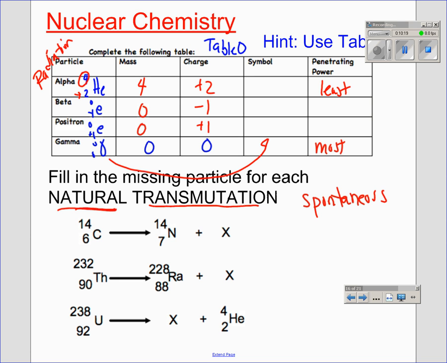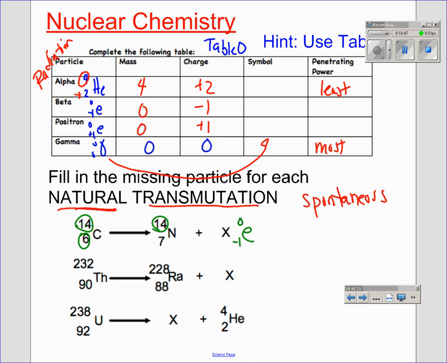So how do we figure that out? We have to balance the masses. 14 on top here, we have 14 here. So this X is going to have a mass of 0 because 14 plus 0 gives you 14. And here the carbon has an atomic number of 6 and nitrogen 7. Well, 7 plus what is going to give me 6? 7 minus 1 gives me 6. I look up on my chart and I realize that that's a beta particle.